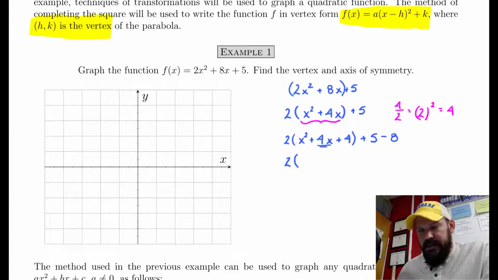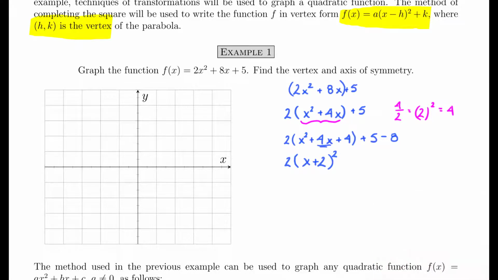Half of my linear term is 2, so this trinomial inside the parentheses just factors into (x + 2) quantity squared. And then I have 5 minus 8, which simplifies to negative 3. So this is the final form. That is the vertex form of the quadratic that we began with, 2x squared plus 8x plus 5. I can glean a lot of information from this, but I'm mostly interested in finding the vertex of that parabola.